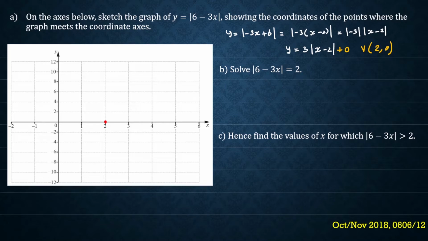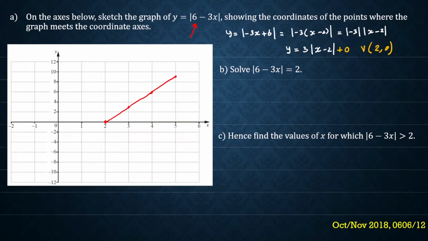Then we just choose some other x values to draw the graph. So when x is 3, we'll have 3 for the y value. When x is 4, y will be 6. When x is 5, y will be 9. All I'm doing is substituting some x values into our original function. So this branch of our absolute value function is here.